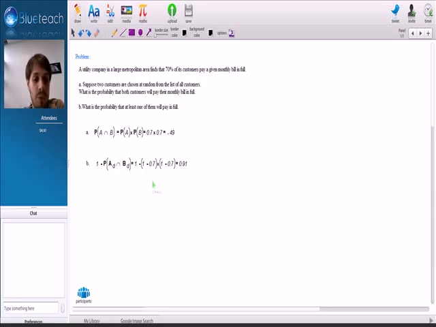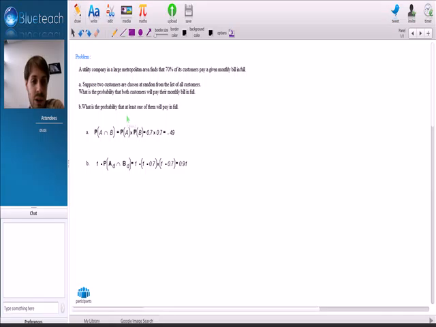So the probability of both happening is equal to the product of both probabilities. So it's P of A and B is P of A times P of B. So that's 0.7 times 0.7, which is equal to 0.49.